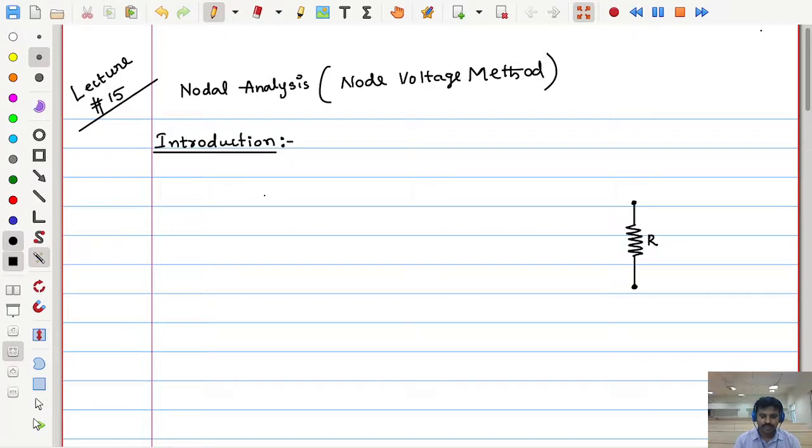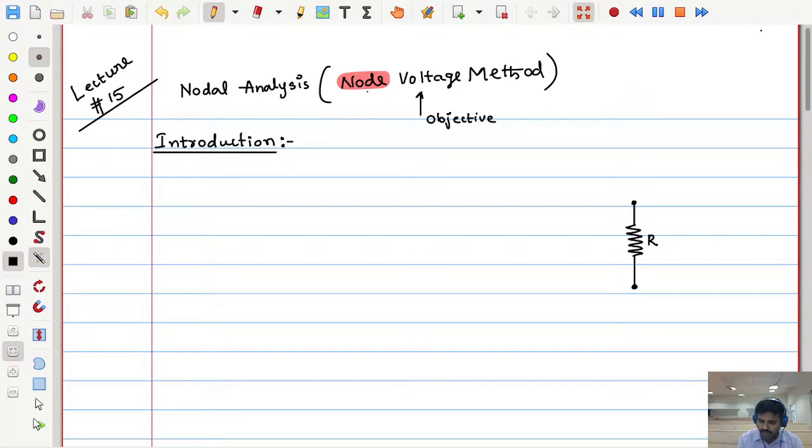In this lesson, we will discuss nodal analysis, which can also be called the node voltage method. In this nodal analysis, our focus is on the nodes and our objective is determining the voltages. Where do we determine these voltages? At each node.